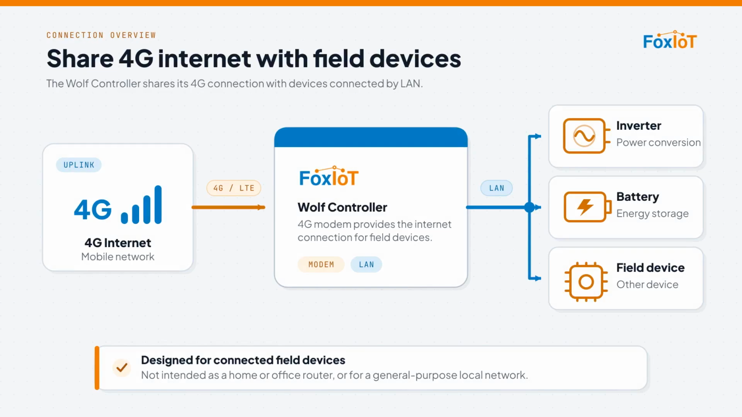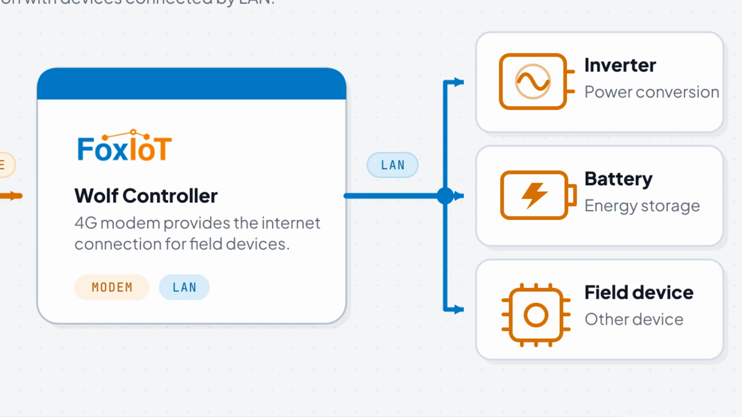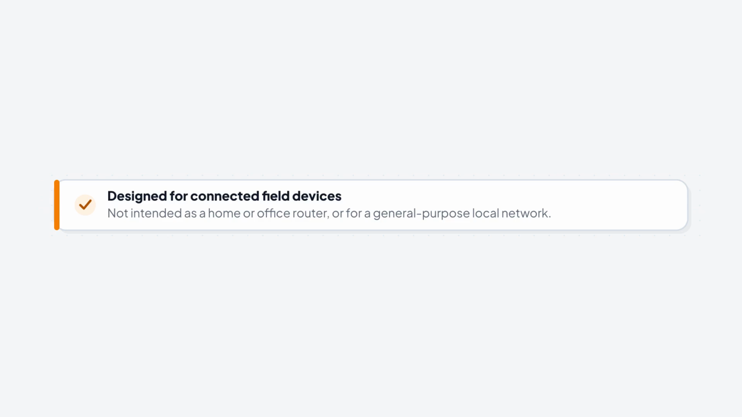The controller can share its 4G internet connection with multiple devices connected to its LAN. For example, you can connect inverters, battery systems, or other field devices that need internet access. This feature is intended for connected field devices. It is not designed to replace a home or office router or to manage a general-purpose local network.